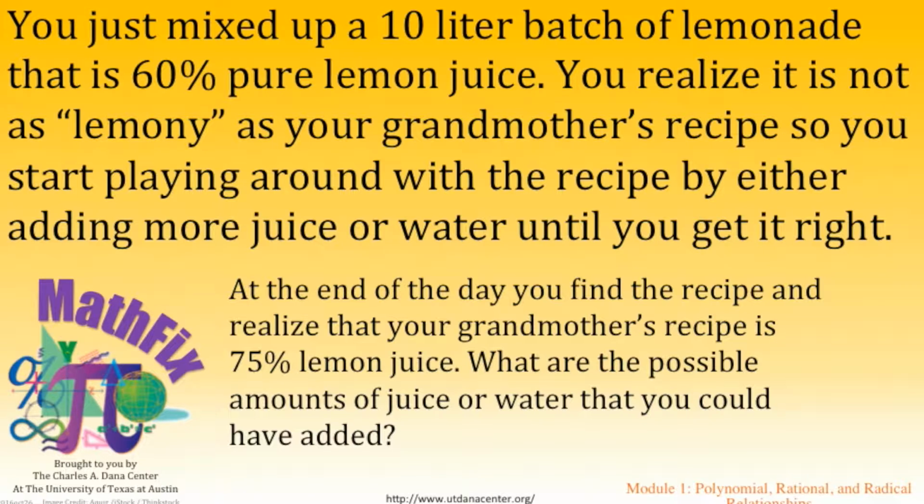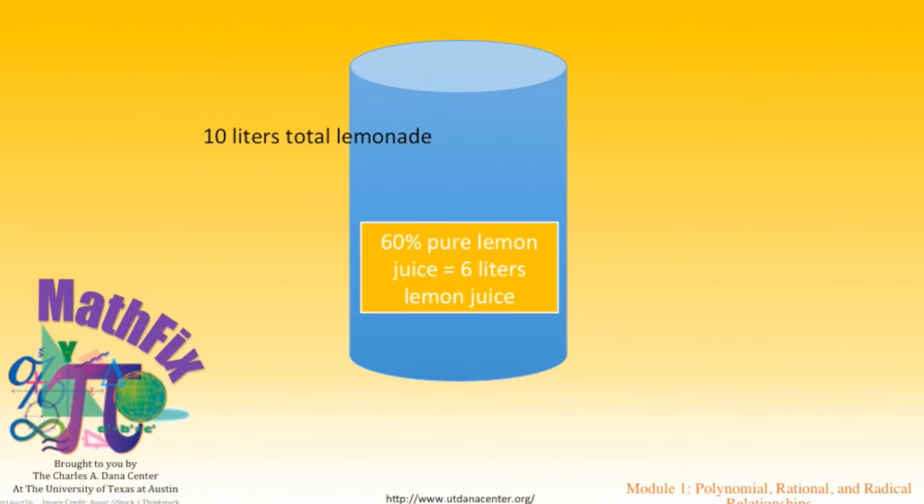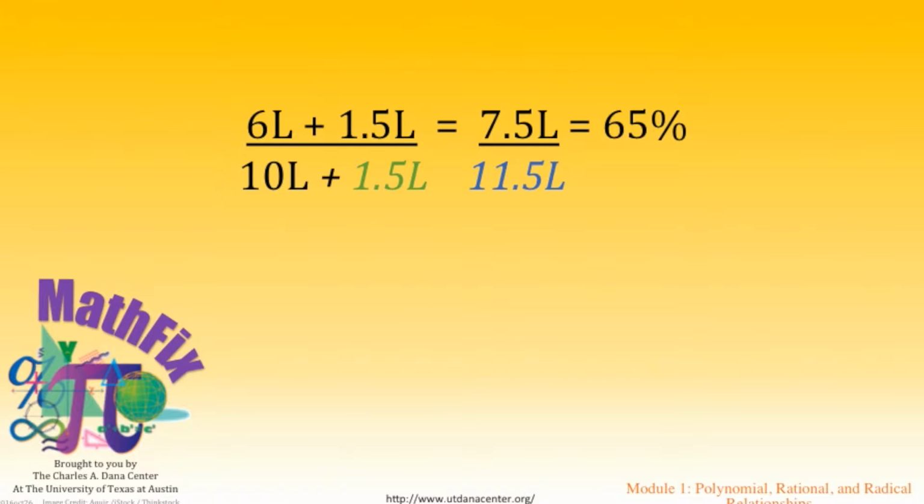Where might students start with this? Let's take a look. Students might realize that in a 10-liter batch of lemonade that is 60% lemon juice, there are 6 liters of lemon juice in the batch. One simple misconception might be for students to mistakenly assume that they simply need to increase the amount of lemon juice to 7.5 liters to get a percentage of 75%. However, what they are not realizing is that the total amount of liquid also increases, so adding 1.5 liters of pure lemon juice actually only increases the percentage to 65%.